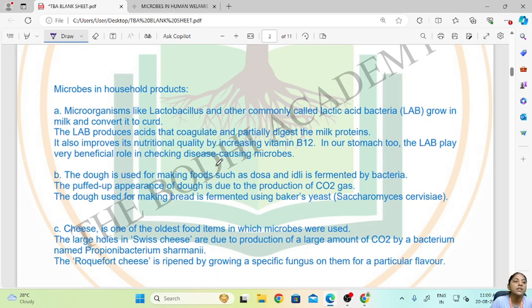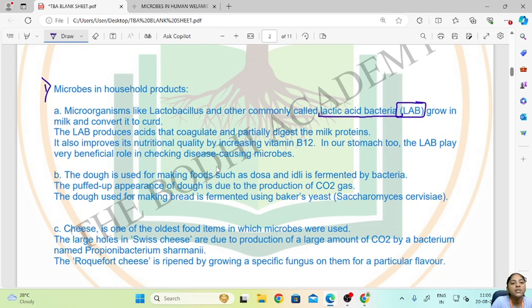So the first one is microbes in household products. How these microbes are used in household products. Microorganisms like Lactobacillus and others, commonly called lactic acid bacteria, short form LAB, are grown in milk and convert it into curd. So these lactic acid bacteria grow in milk and convert the milk into curd.